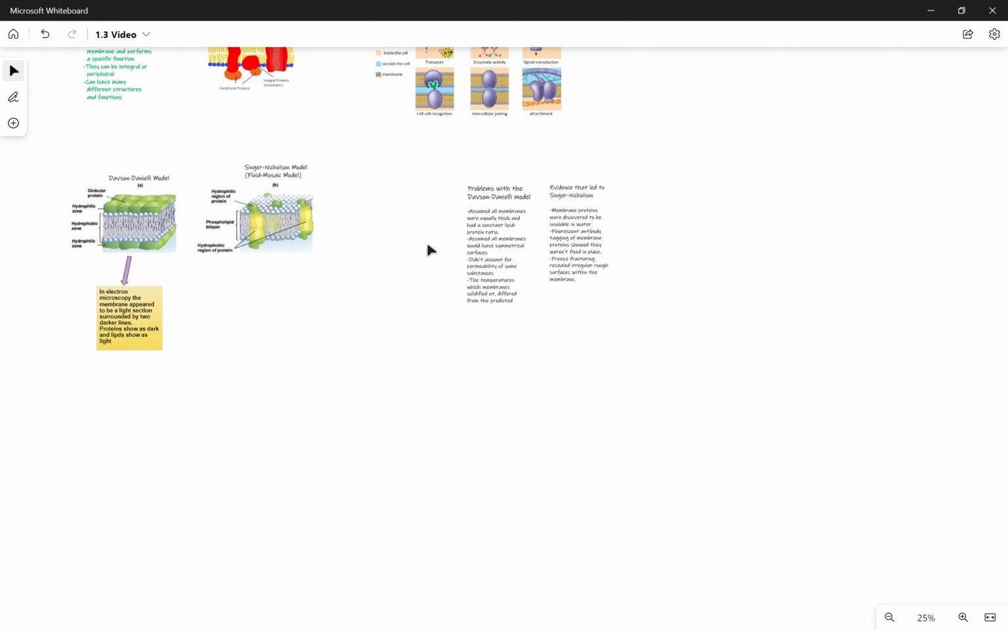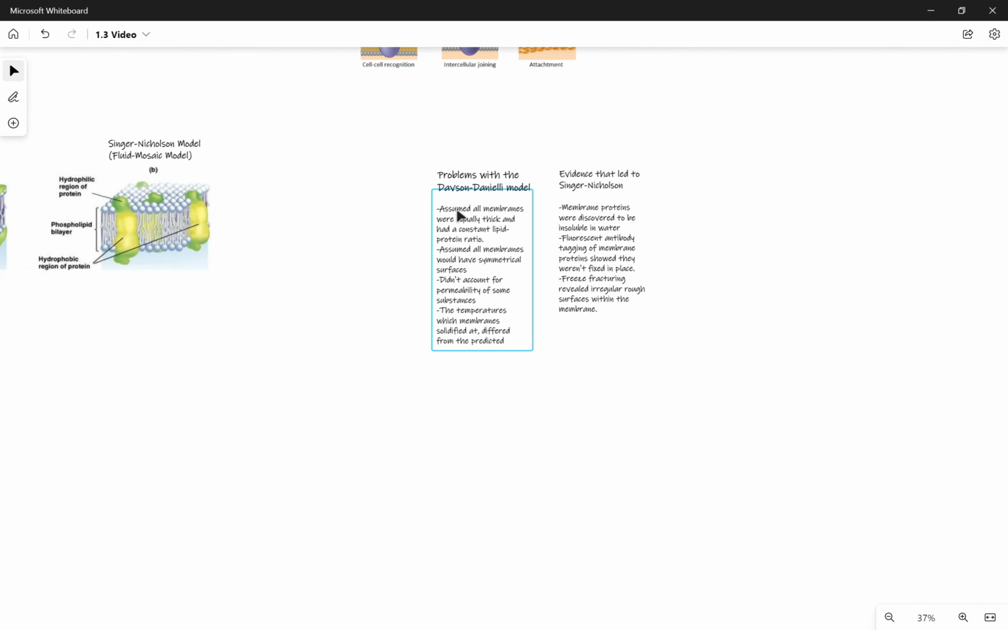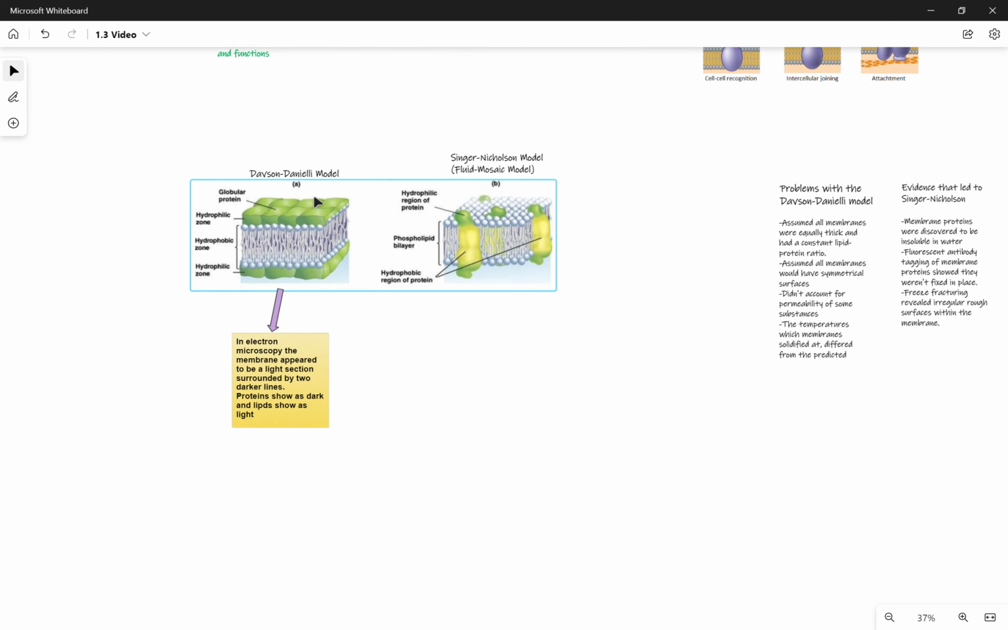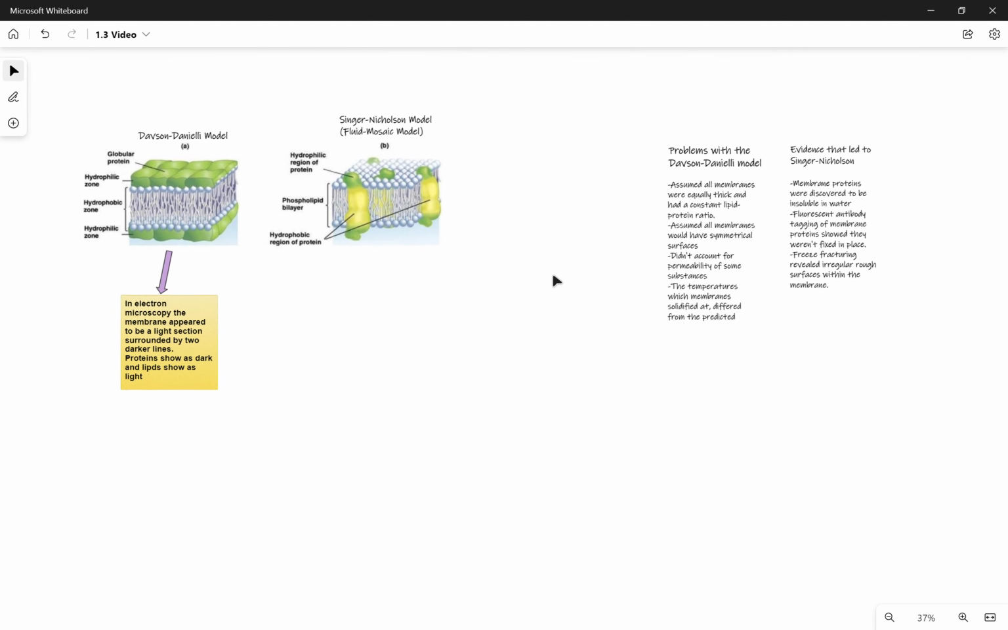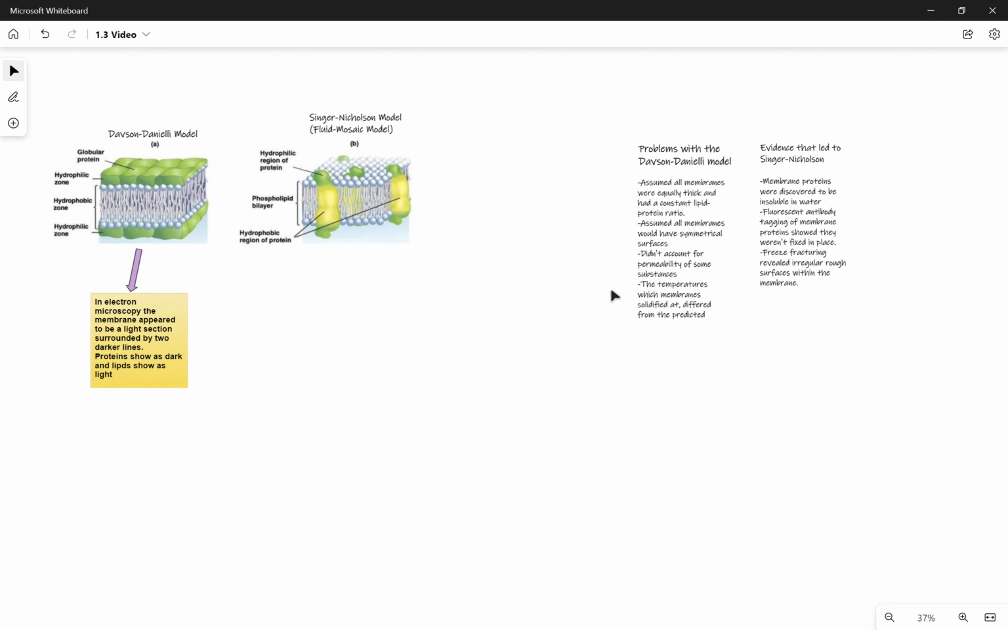Over here, though, we see the problems with the Davson-Danielli model. It assumed all membranes were equally thick. It assumed they were all symmetrical. It didn't account for the permeability of many substances, as they would have to go through the protein layer, and the temperatures would not have worked because it would have been solidified.